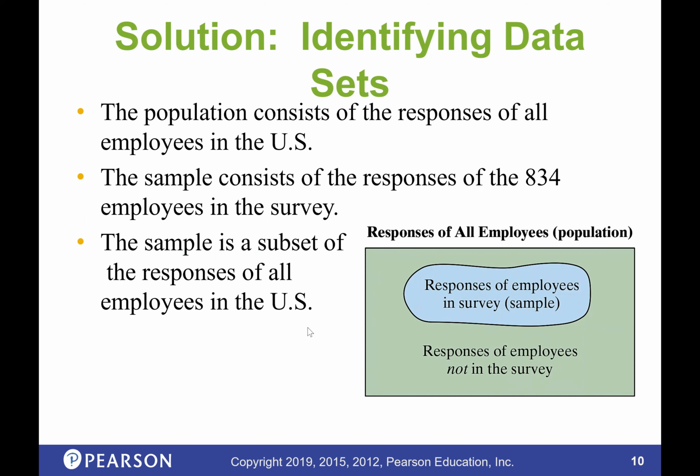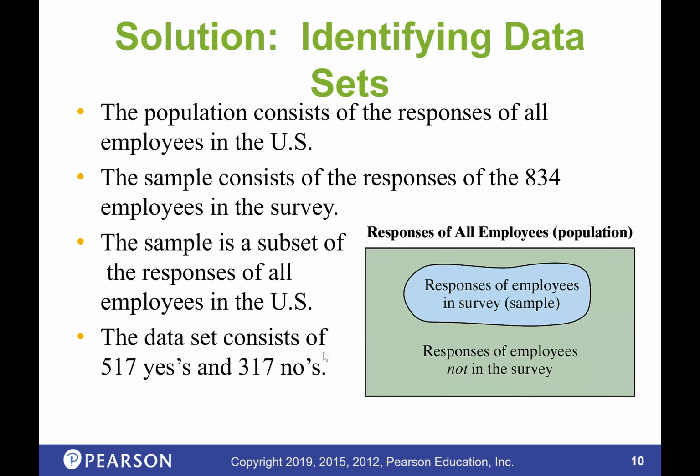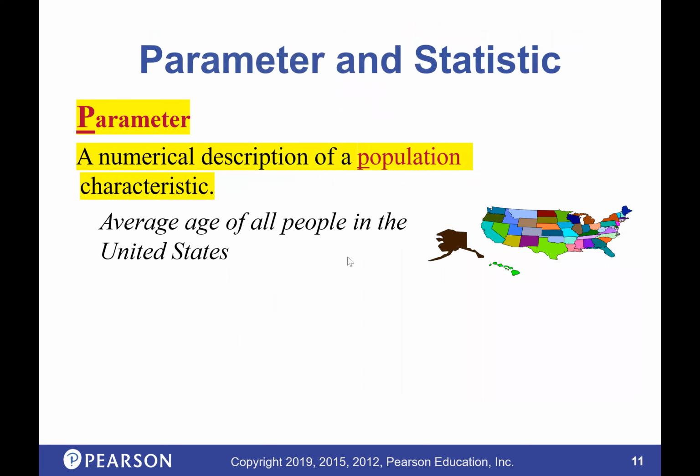And so he made up a sample set, and then we found out we have 517 yeses and 317 nos. Now the question is, is that true for the rest of the US population, the employees in the US? So that's kind of what we're thinking about. Okay, let's jam. Let's look at the way we talk, some vocabulary here.